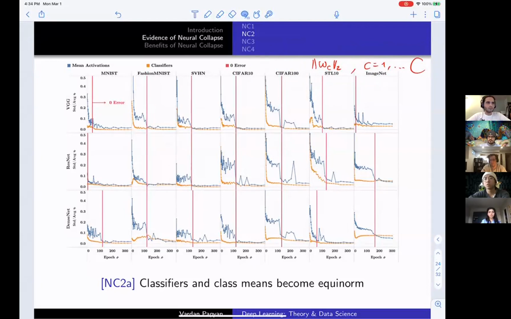Yeah, so you can see that we're measuring the standard deviation of the average, and Amireza says this is the normalized deviation. What is the mean activation? What do you mean by the mean activation? The blue. Oh, it's the class means, mu C.